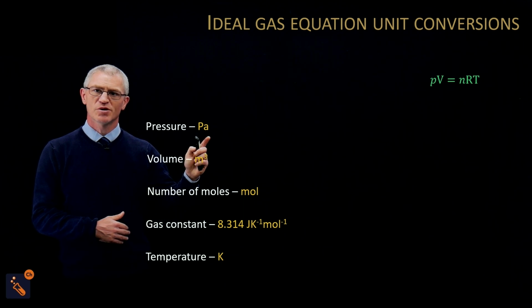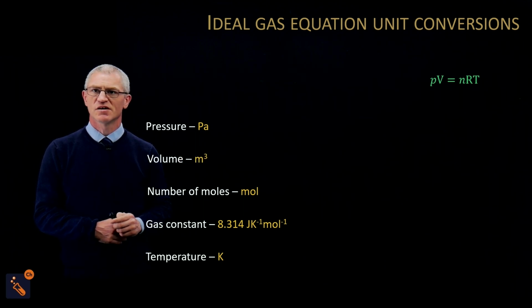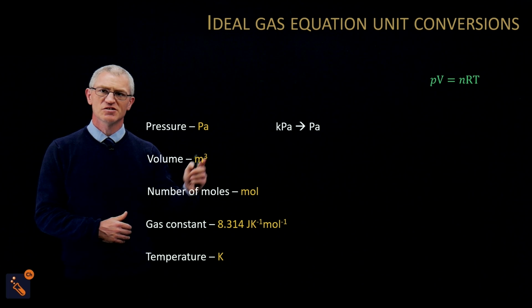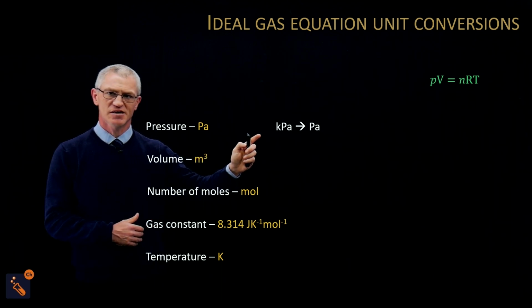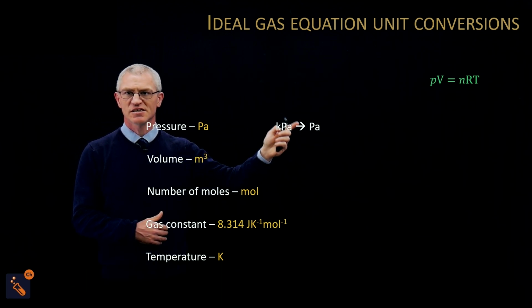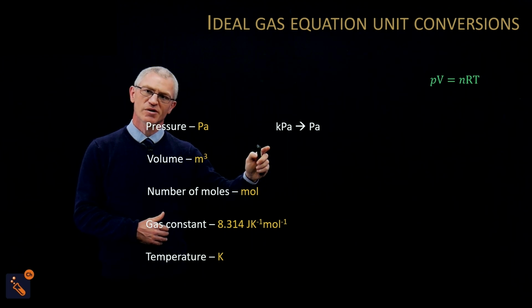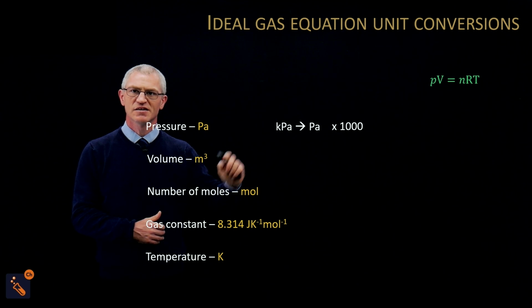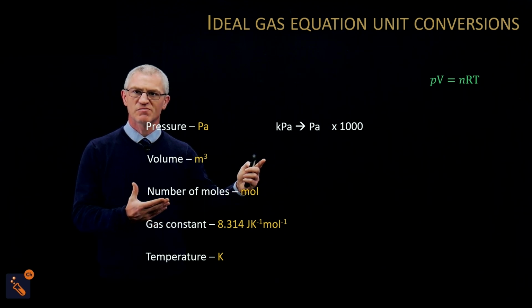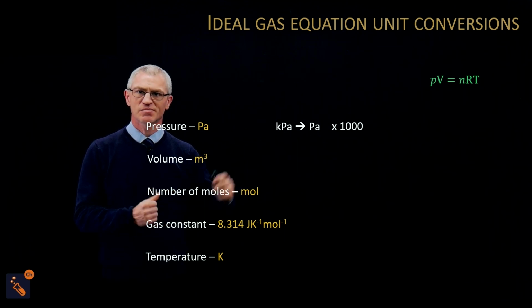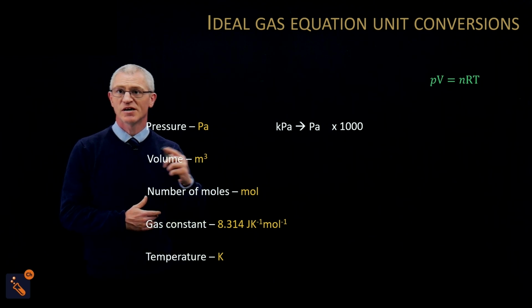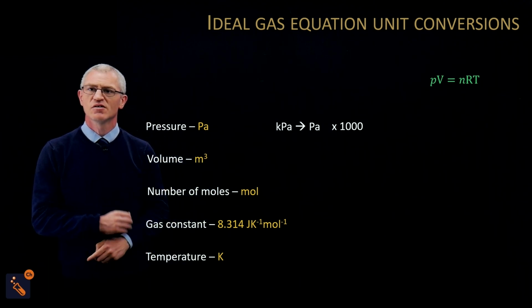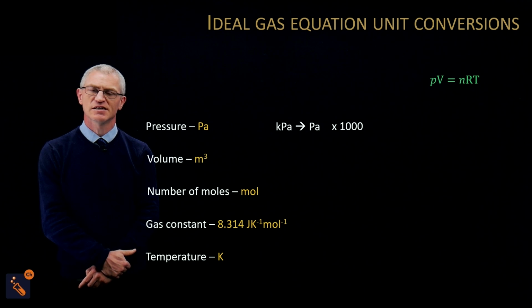So here we have pressure in pascals, and we'll normally be given pressure not in pascals, but in kilopascals. So how do we change the kilopascals to pascals? We do that by timesing by 1,000. This kilo here means that you have to times by 1,000 to get back to pascals. Obviously the other way around would be to divide, but we don't generally have to do that in using this equation.